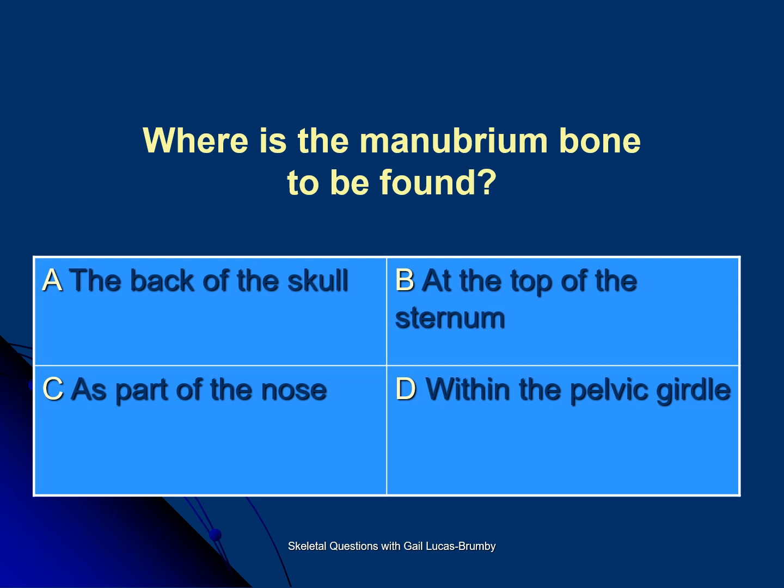Where is the manubrium bone to be found? Is it A, at the back of the skull? Is it B, at the top of the sternum? Is it C, as part of the nose? Or D, within the pelvic girdle? The answer is at the top of the sternum. Top of the sternum is known as the manubrium.